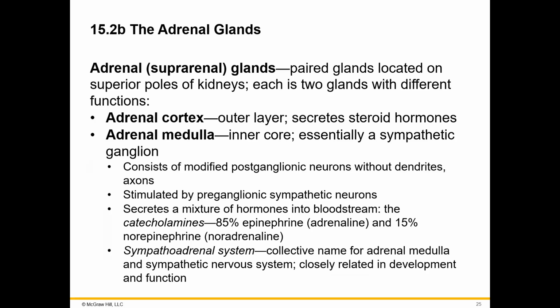Why is that? Because who's pushing it down? The liver. On the right side, your liver is pushing your kidney, so it's a little bit tilted to the bottom. But either way, tilted or not tilted, there's always a hat on the top, like this. This is known as the adrenal gland.